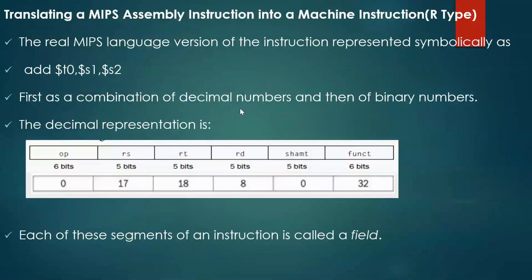So this is about R type instructions. In R type instructions, normally you are going to have all six fields: the opcode, RS, that is the destination register, RT and RD the source registers, shift amount and function.